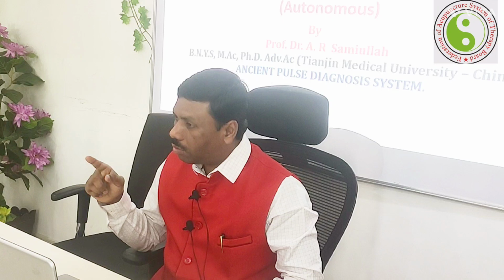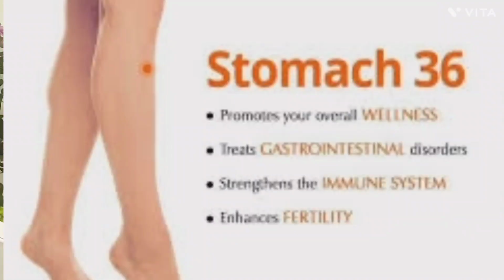Wonderful. Next to the navel. And next to the navel? Yes. No, this is in fact 3 Chun distal to the Zu San Li, Stomach 36 on the stomach meridian.